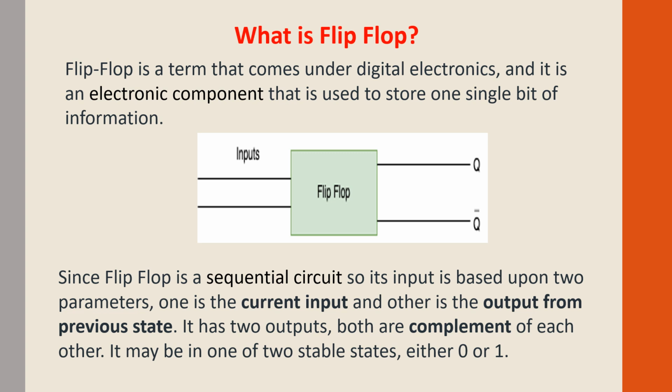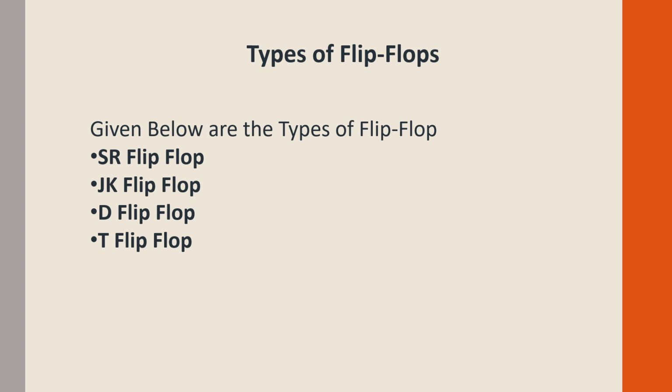Since flip-flop is a sequential circuit, its output is based upon two parameters. One is the current input and the other is the output from the previous state. It has two outputs, both are a complement of each other. It may be in one of two stable states, either 0 or 1. There are many kinds of flip-flop: SR flip-flop, JK flip-flop, D flip-flop and T flip-flop.